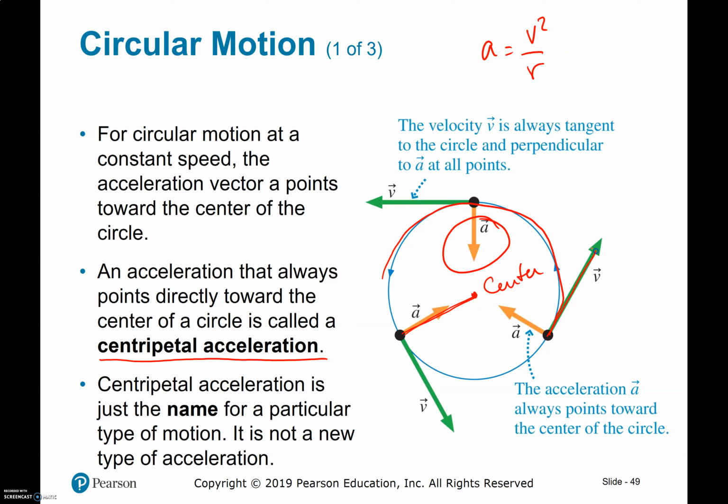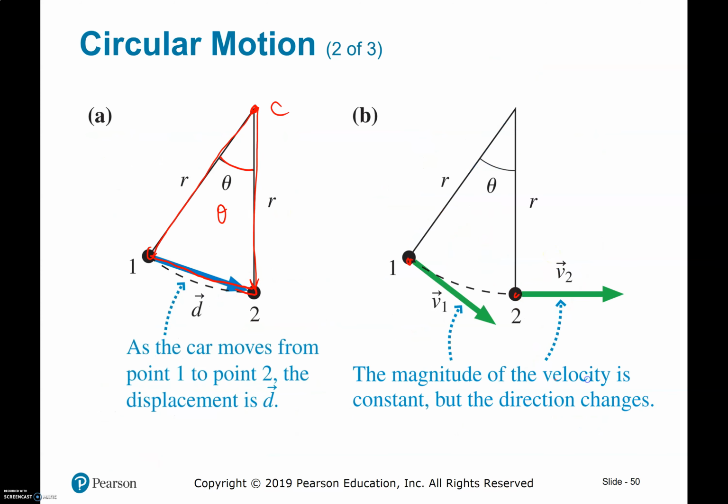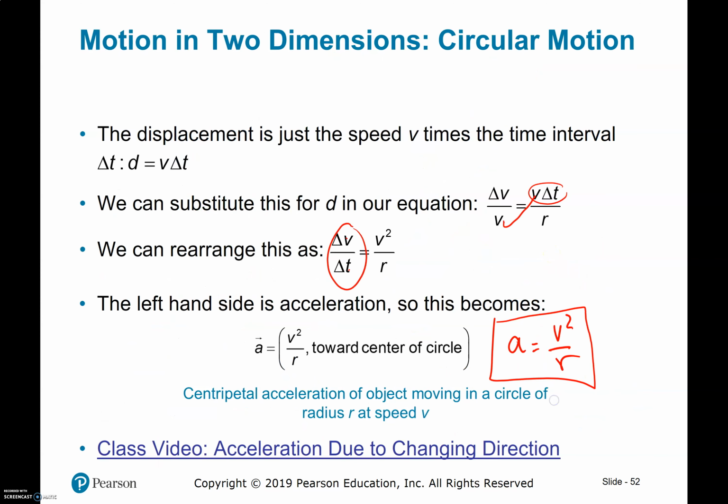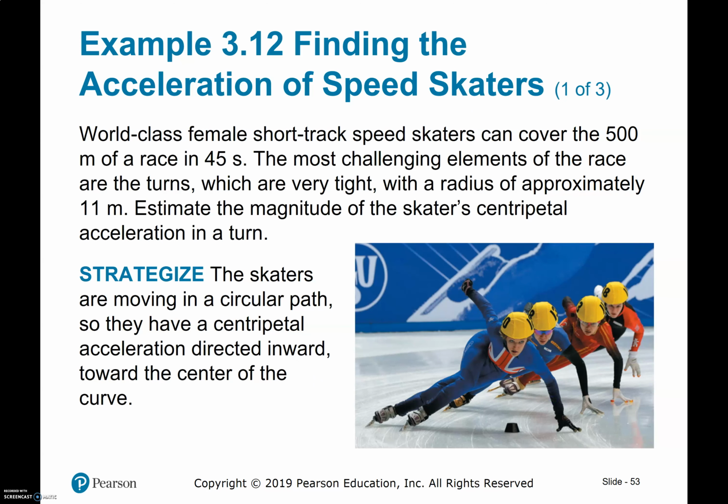The magnitude of these velocity vectors is always the same. You can see they have the same length. What changes is the direction of those velocity vectors. So let's use these ideas to work some problems here.